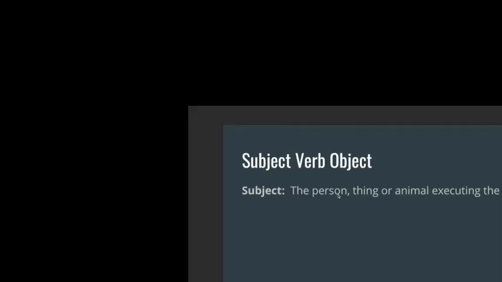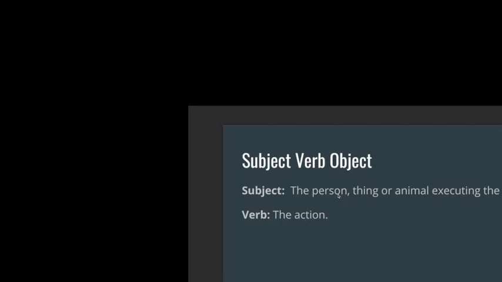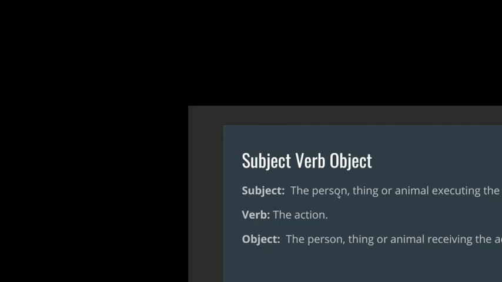Okay, so to continue, we need to understand the difference between subject, verb, and object. A subject is the person, thing, or animal executing the action. Who is doing stuff? Who is doing what we're talking about? Who's executing the action? The verb is the action in itself. What are we talking about? What is the subject doing? What is his action? That is the verb. And the object is the person, thing, or animal receiving the action.